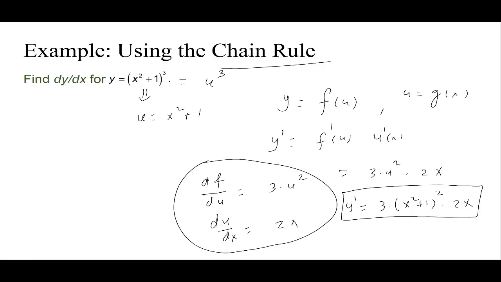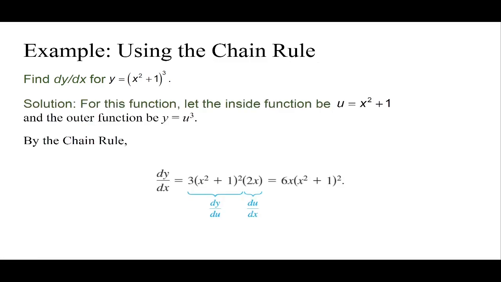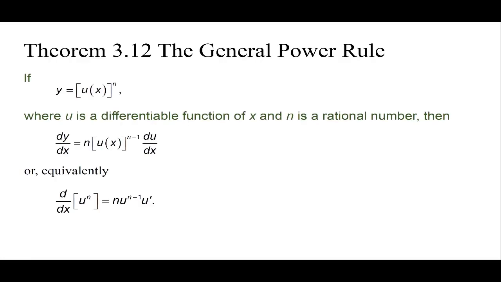That's what we found here: 3 times (x squared plus 1) squared times 2x. And then if you multiply this 2x and 3, that gives you 6x. Okay, so we can use the chain rule for finding this general power rule.